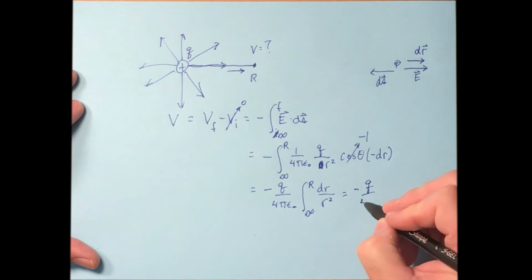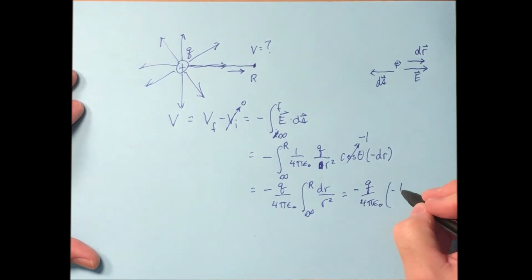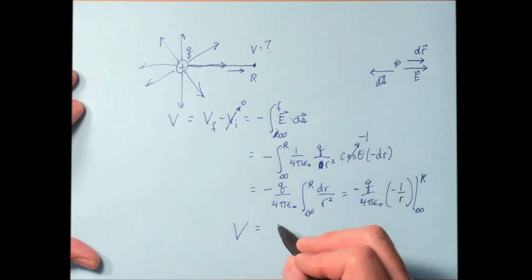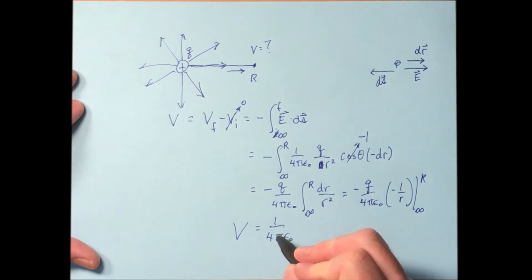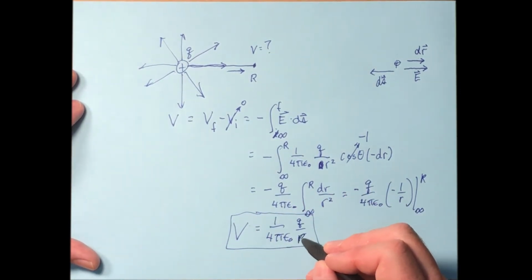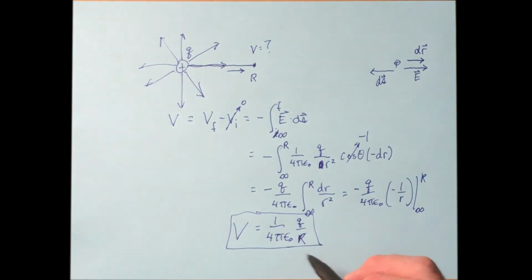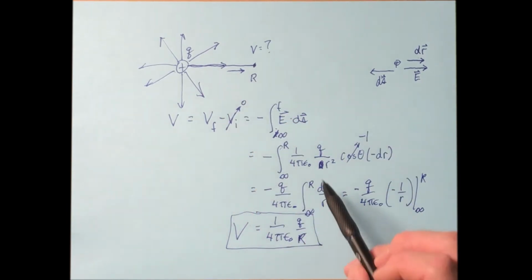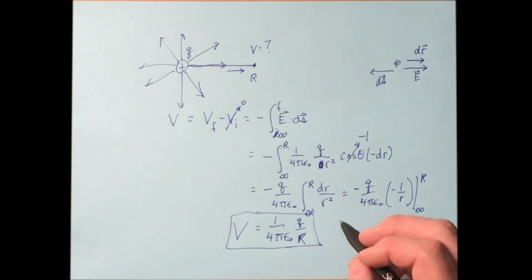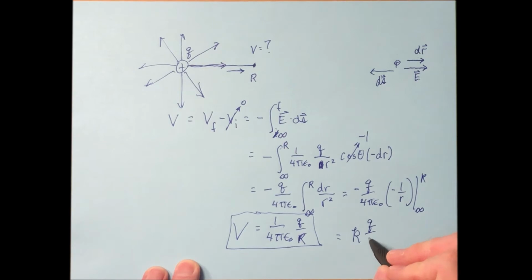This is just minus q over 4 pi epsilon naught, and this is going to be -1 over r, and we evaluate that from infinity to big R. And when we do that, we get that the potential is equal to 1 over 4 pi epsilon naught times q over big R for a point charge. So there we have the relationship for the potential a distance r away from a point charge, and we derived it using this expression, which is the relationship between potential difference and electric field. Now, you can think of that as just k q over r in general. That's the potential for a point charge in general.